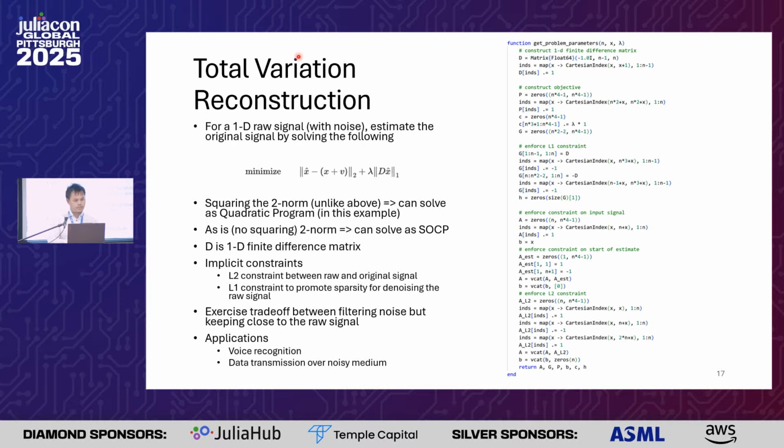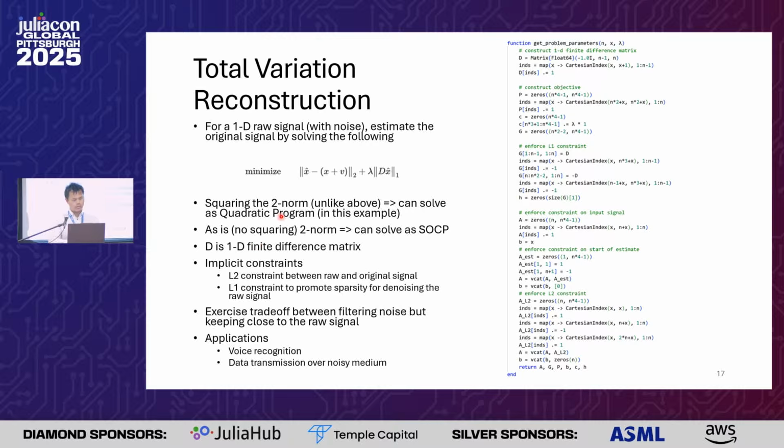Right, so next example, total variation reconstruction. Here again, we're given a 1D raw signal, and it's split into these two terms. One is the 2 norm, which I think is minimizing the difference between the signal and the one that is corrupted by noise, and we're trying to estimate the original signal. With this L1 term, we're trying to penalize any significant variations in the signal itself. D is the 1D finite difference matrix.